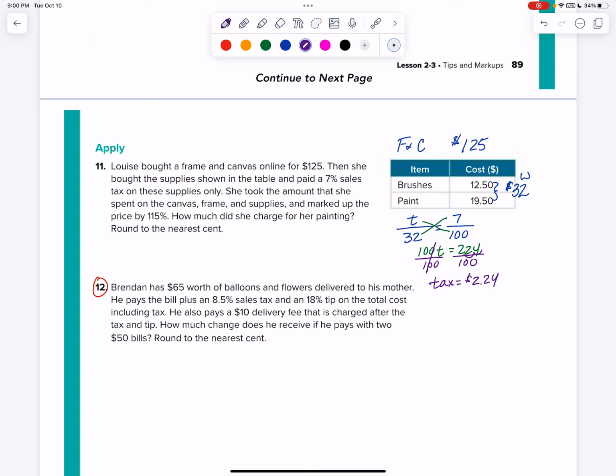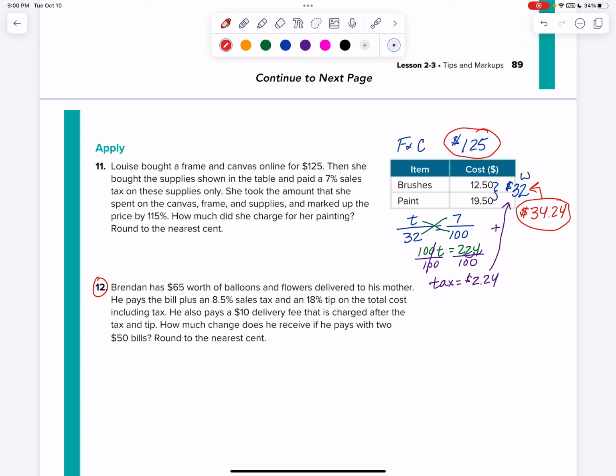$2.24. Okay, so I need to add the tax to that. Okay, and so we end up with 32, 33, $34.24. Okay, so all this stuff ended up being $34.24 is what she paid for that. Okay, all right, so we now have the frame and canvas is $125. The supplies with the 7% sales tax is $34.24.